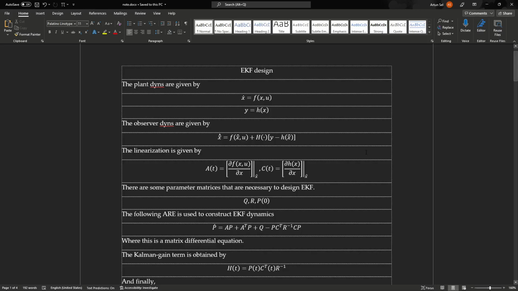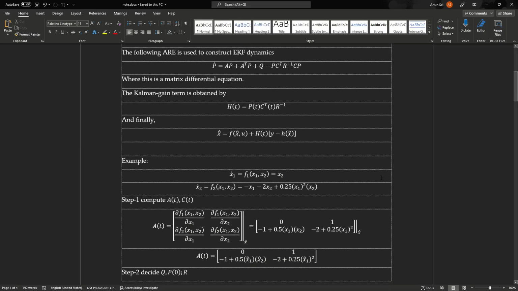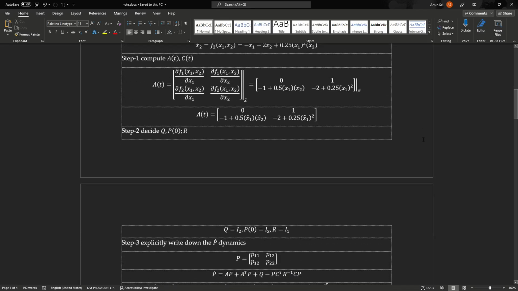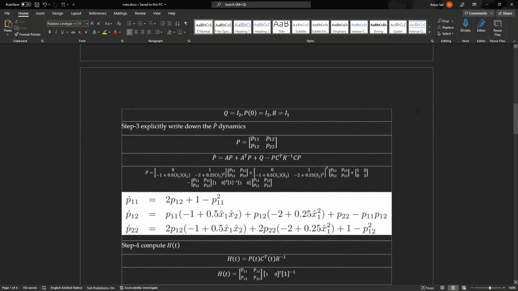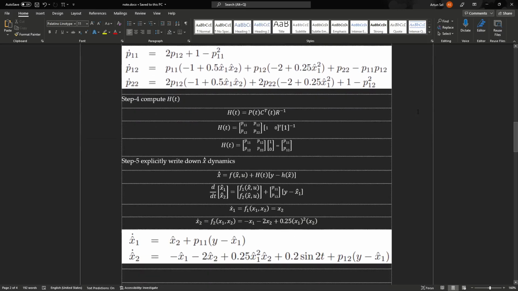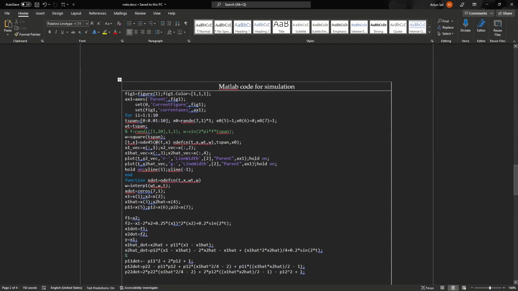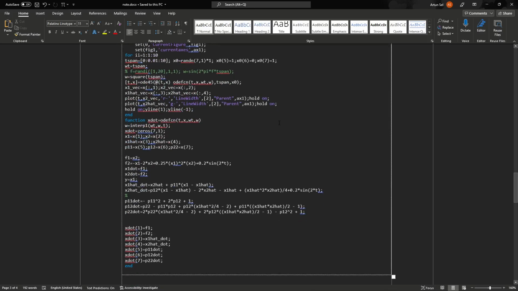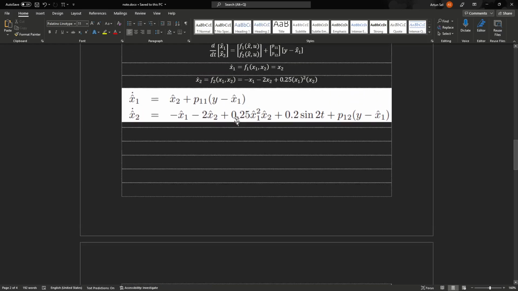Right. For example, I included everything that I just talked about in this video. Okay, again, the example, same example, right? Here you can see that. Step 2, decide Q, P of 0, R, etc. Here. Yeah, that's it. And I also added this MATLAB code simulation, right? All the 45 part of this code. Okay, right. And that's it for today, and thanks for watching.